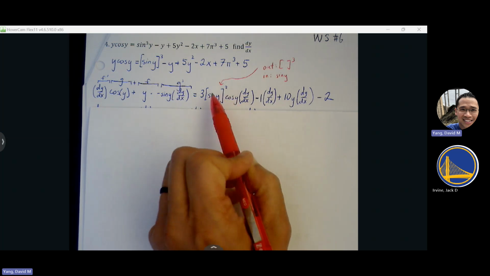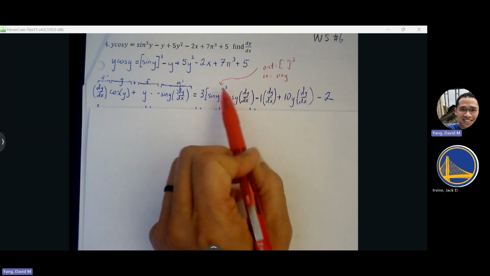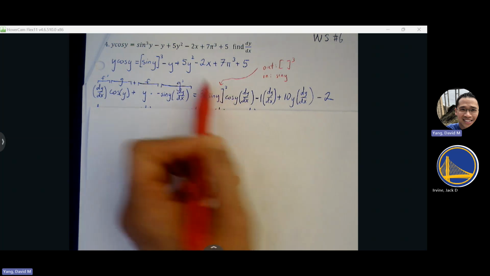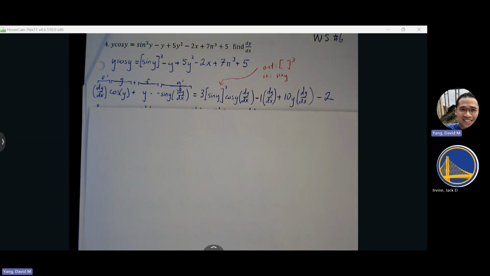Oh, you mean putting that square? Yeah. Okay, it's up to you. Once you're done with the derivative, you can either leave it like that or put it back into a shorthand form. Is that what you're asking? Yeah. Okay.